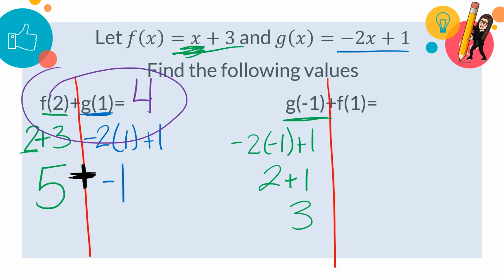Let's look at the other side. F of 1. We're going to take the F rule and instead of x, we plug in a 1. Nice calculation of 4. This rule said in the middle of the two to add them together. 3 plus 4 is 7.